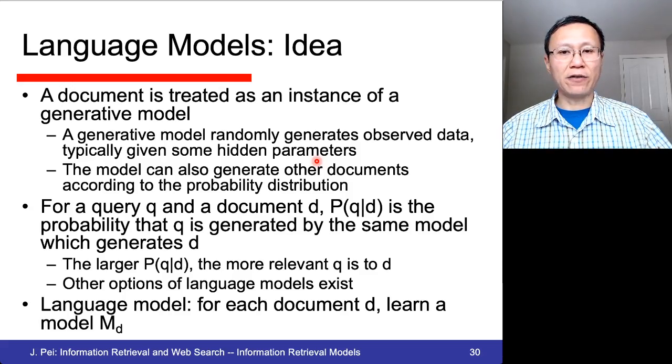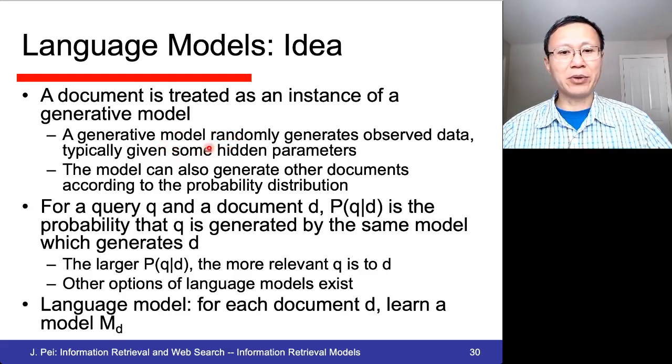This leads to the idea of language models. In a language model, we treat a document as an instance of a generative model. If you are not familiar with generative models, essentially a generative model randomly generates observed data, such as words in a document. Typically, a generative model takes some hidden parameters to decide the mechanism to produce such data items, such as the keywords in a document.